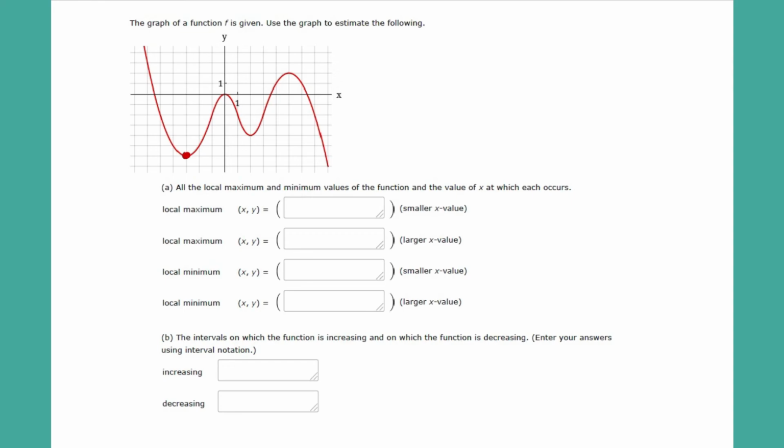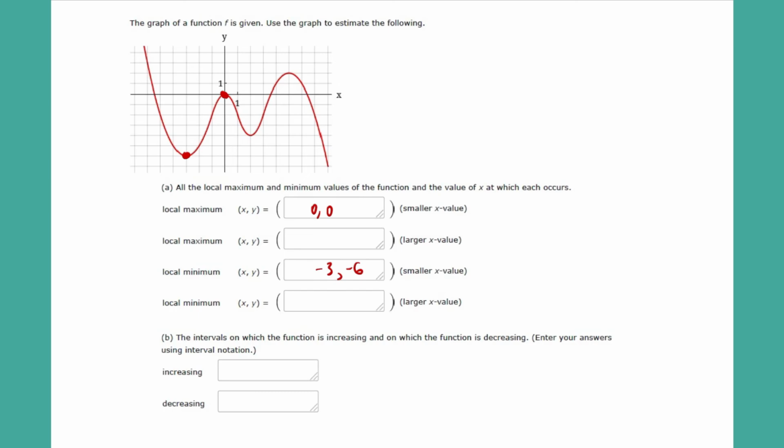So this would be a local min. That would be at -3, -6. And you don't want to put the parentheses because the parentheses are already provided for you. All right, for this point, that would be a local max, but it's the smaller of the two local maxes, so that would go here, (0, 0).